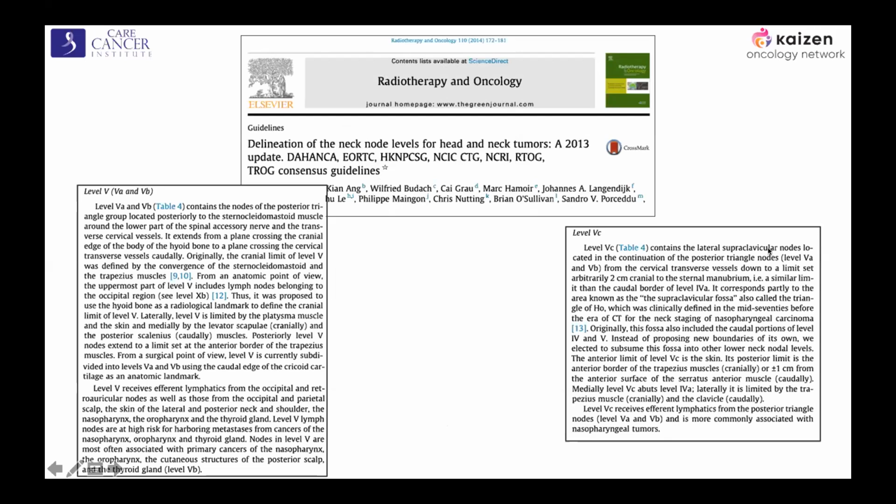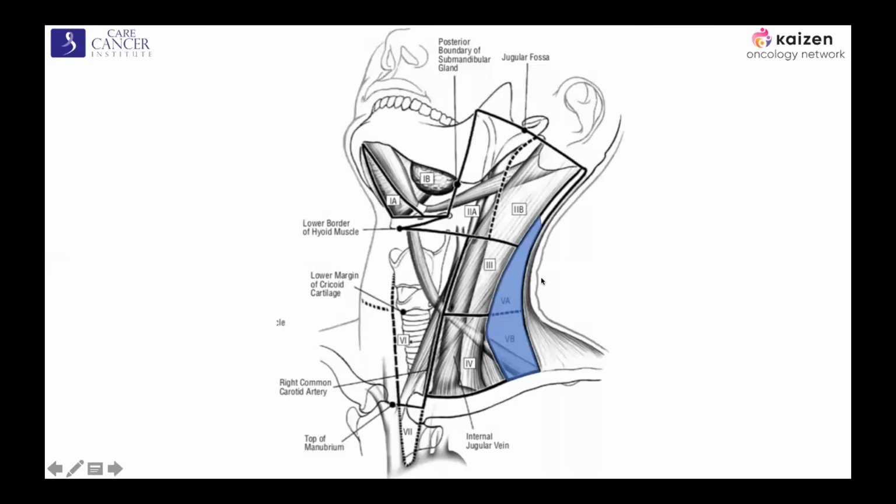So 5C is the lateral supraclavicular group of lymph nodes. So this basically is level 5A and 5B. This is according to the surgical landmark. So there's no 5C in this.